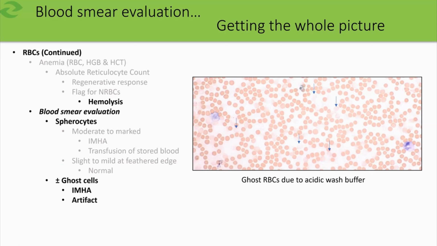I have never seen ghost cells present without spherocytes. I just can't ever recall that happening. So this one was an artifact, but if they truly were spherocytes, we were in the monolayer, and we saw those ghost cells there, and it was a nicely prepared, well-stained smear, then IMHA is still your primary rule-out.